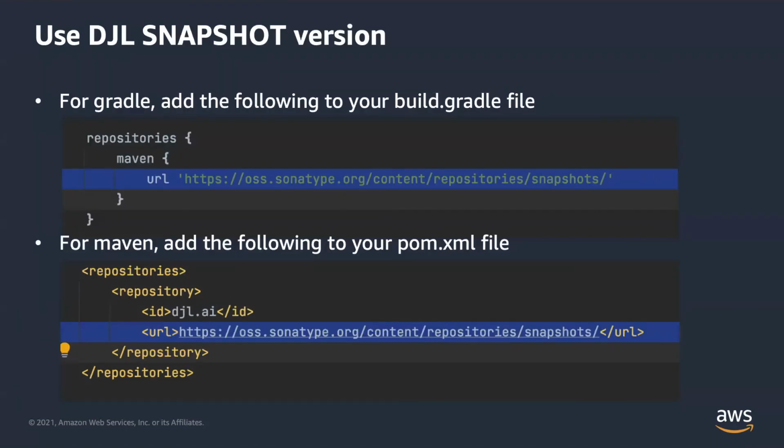Sometimes you may want to access unreleased DJL features. In this case, you can choose to use the DJL snapshot version. We publish snapshot jars to Maven Central nightly. What you need to do is define the repository with the Sonatype snapshot URL. Once you define the URL, you can access the snapshot version as usual.